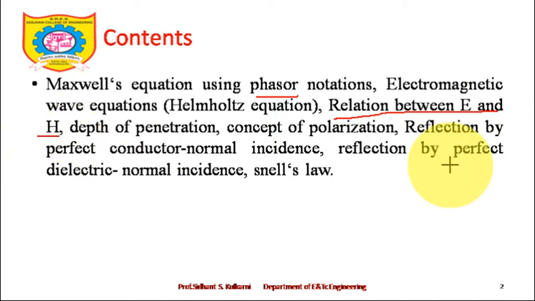Relationship between E bar and H bar is nothing but Poynting theorem. So that point is already covered. See, Poynting theorem can be either asked in unit number 4 or unit number 6, but it's a definite question, and it's a favorite question of the examiner.